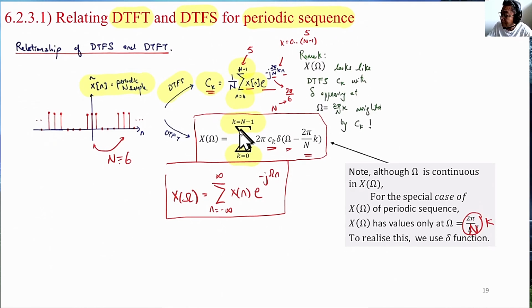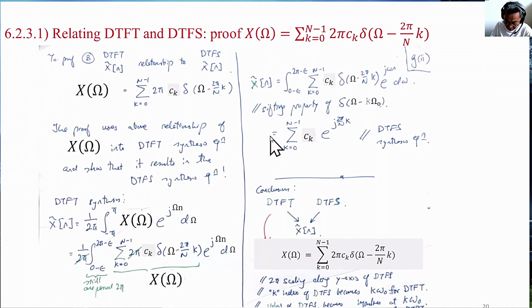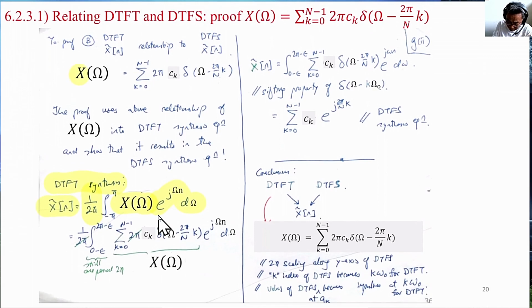Now, to prove why X of omega, the DTFT representation of the periodic function, works, let us take X of omega and plug it into the DTFT synthesis equation. This is the DTFT synthesis equation. It says that x[n] is 1 over 2 pi, integrating from minus pi to pi, the DTFT representation times e^{j omega n}. And we are going to plug in this X of omega given by the previous slide, where it is a weighted c_k times 2 pi at this delta, at this frequency. Let's plug it in.